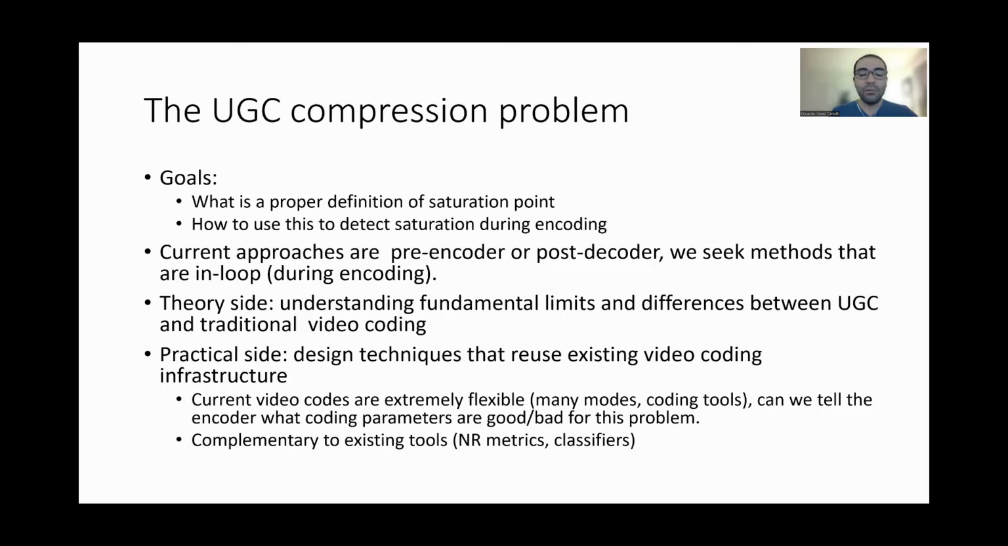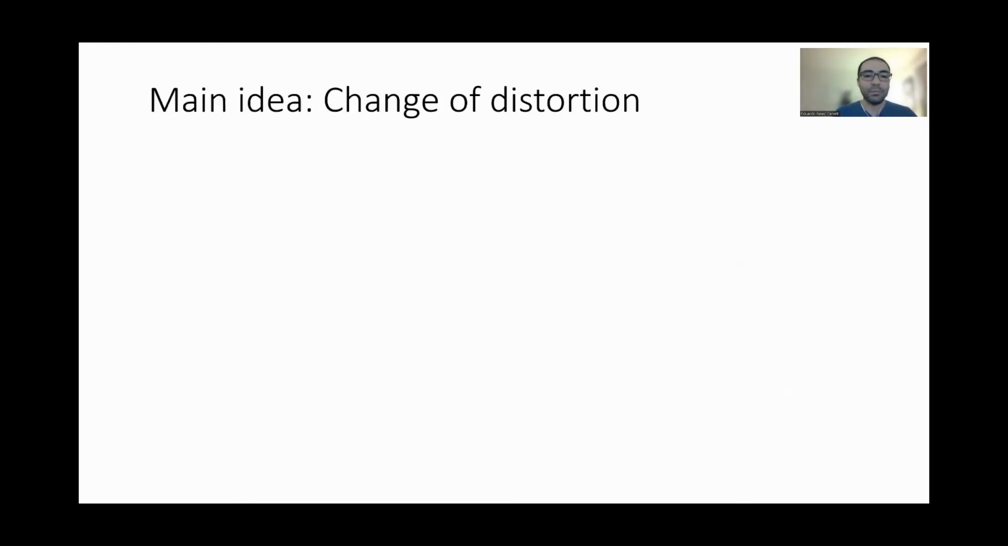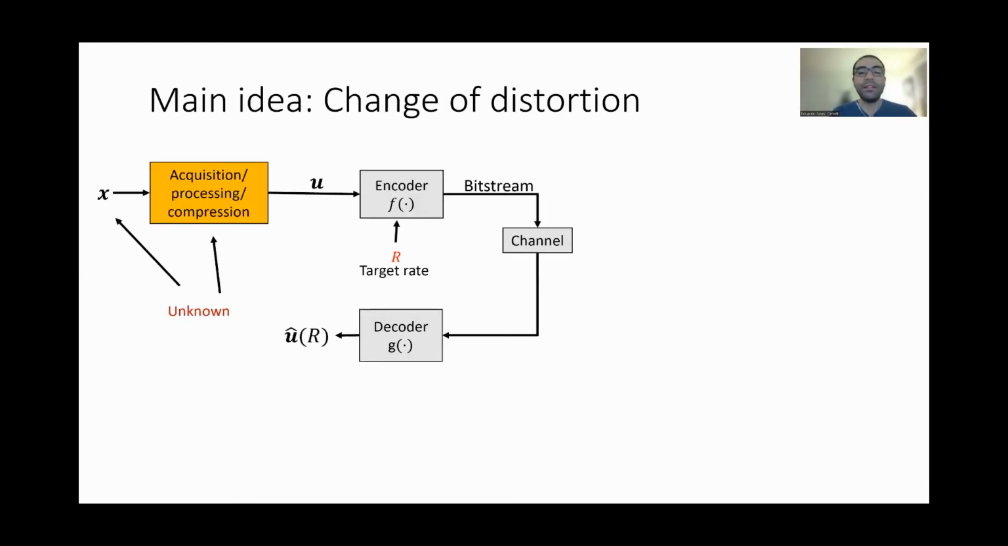On the theory side, we understand the fundamental limits and differences between UGC and traditional video coding. And on the practical side, we propose a technique that reuses existing video coding. And it's basically complementary to existing tools based on non-reference metrics and classifiers. The main idea is a change of distortion.